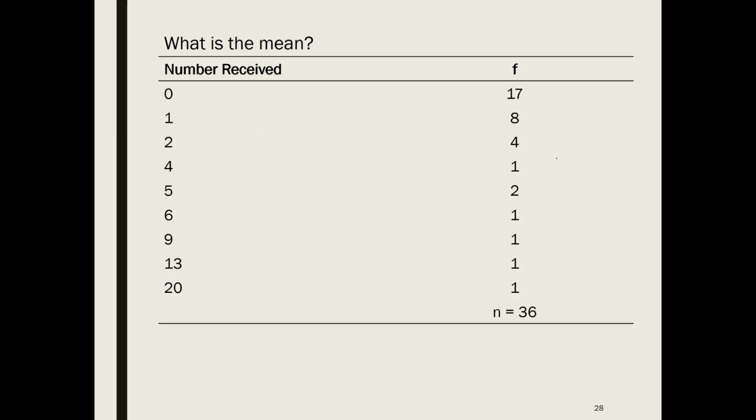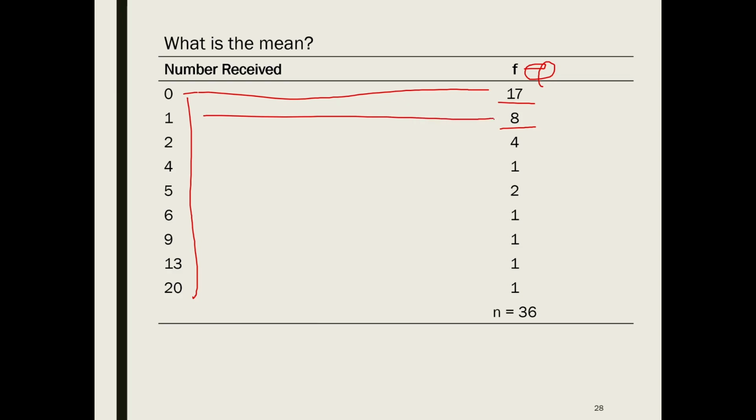Now, here, this is the grouped data, right? The question is, what is the mean? You can see the numbers received range from 0 to 20. Some of the numbers are not here, right? On the right side is frequency. Basically, this tells us there are 17 people who received 0, 8 people who received 1, 4 people who received 2, 1 person who received 4. And in total there are 36 people in this sample.